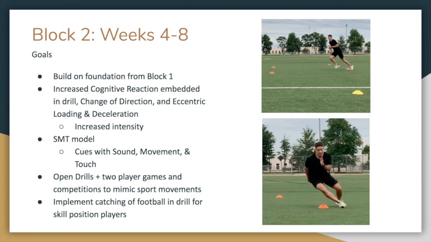Examples of this could be a 2-person mirror drill where they face each other and one person is in charge of choosing if they are shuffling to the right, shuffling to the left, backpedaling, or sprinting, and the opposing player has to follow their lead. This could also be involved with a game of tag within a predetermined circle of cones, or a sprint to a tag game within a predetermined circle of cones. We will also implement catching of the football in drills for skill position players.